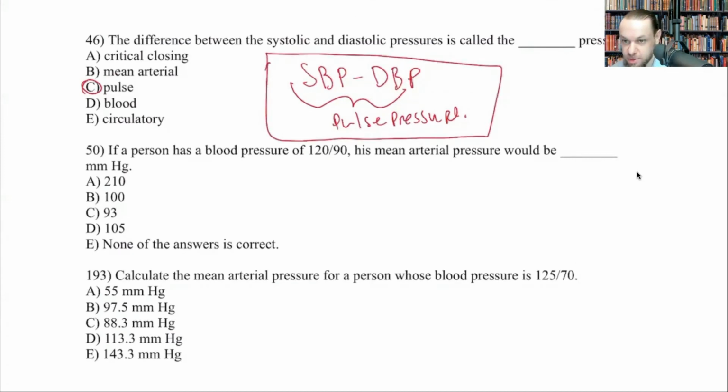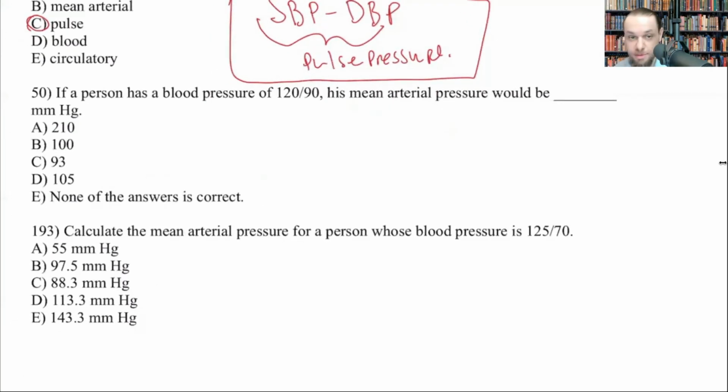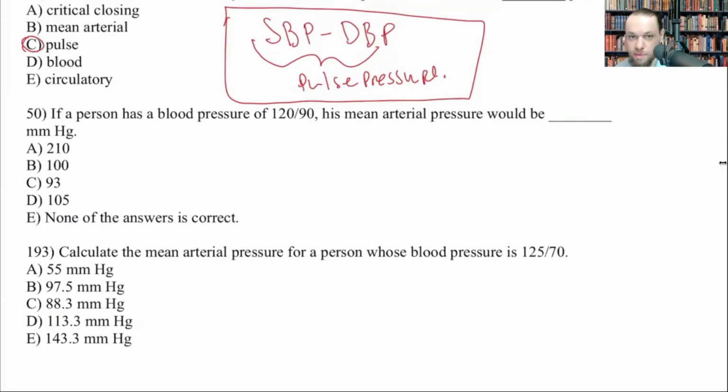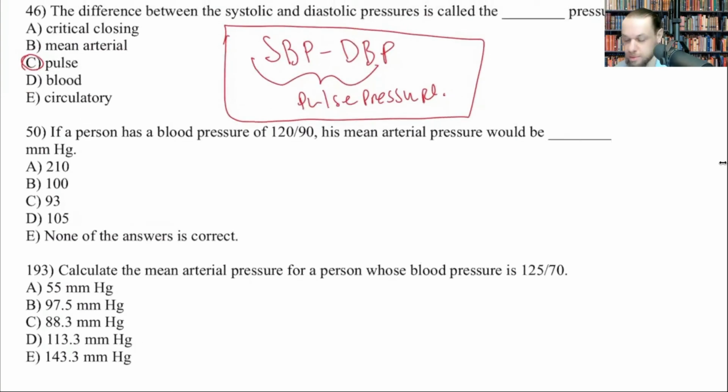All right, so next we start back from Ian for number 50. And you can use the calculator on your phone if you like. I'm not making you do this. Okay, so first, before you calculate, we have to get the formula. Do you remember the formula for MAP?